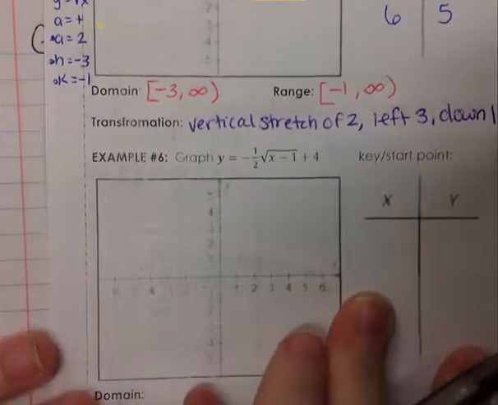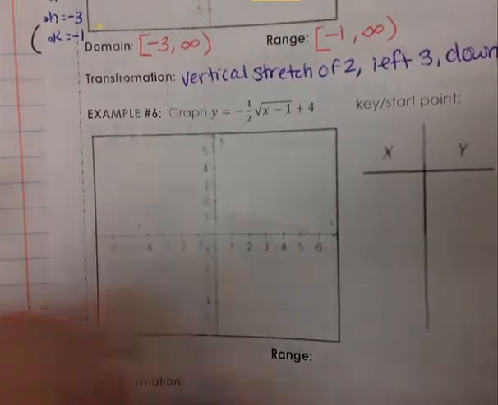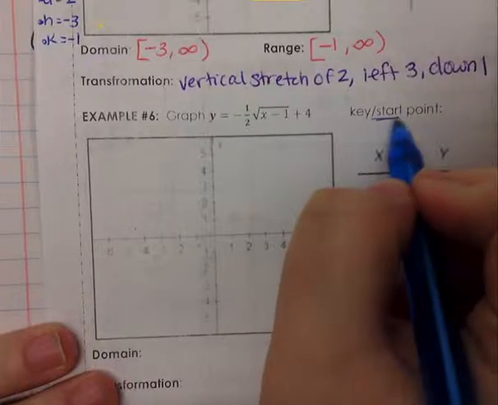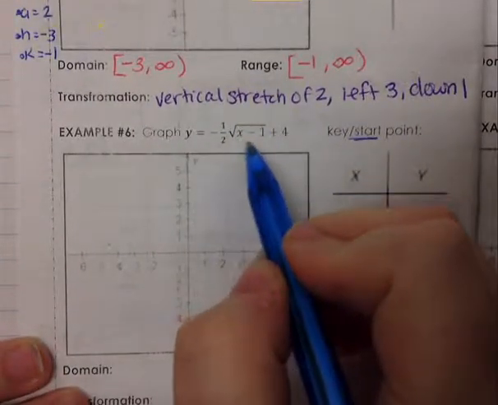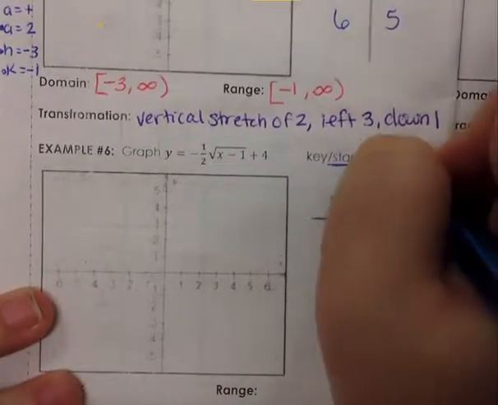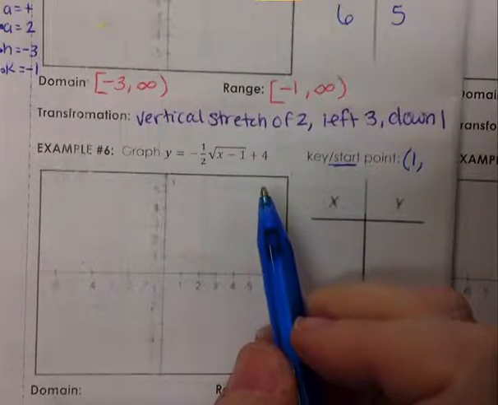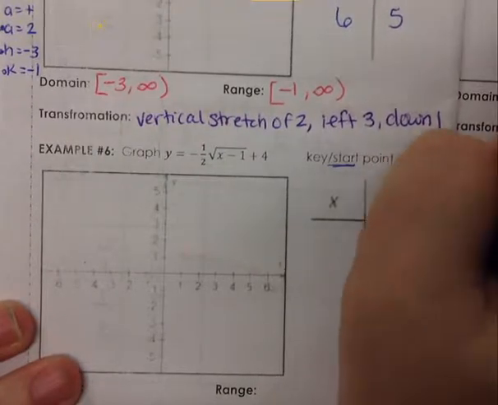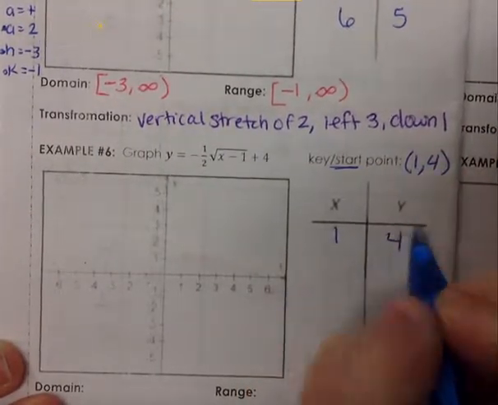For this last one on square roots, again, we're going to look for our key or start point. Since it is a square root, we will have a start point. So our h value is what will make the inside of the radical 0, which is 1 minus 1, so 1 would make it 0, comma. The k value is what is added or subtracted to the outside, which is that positive 4. So our k value is positive 4. Since that's our start point, we would put 1, 4.